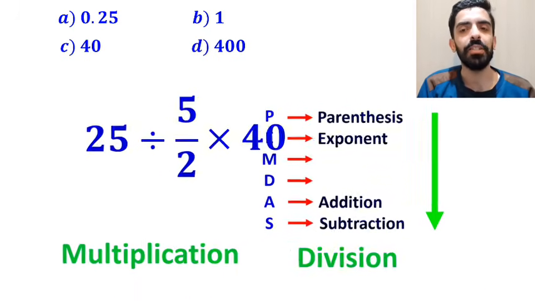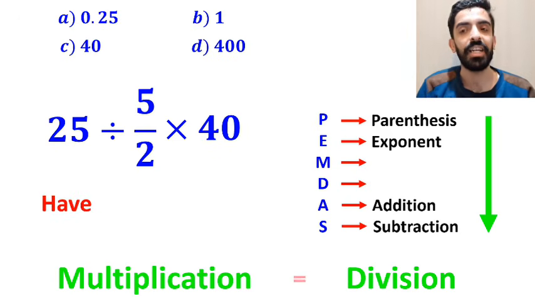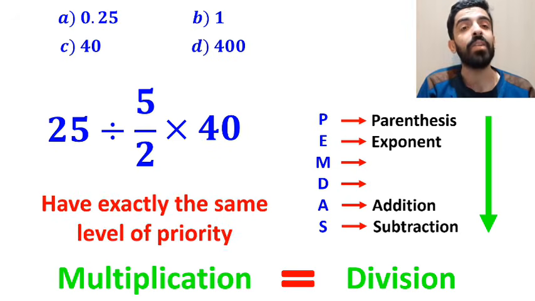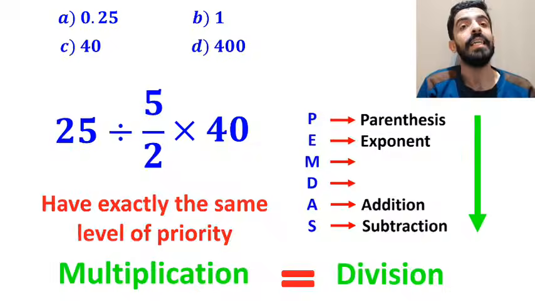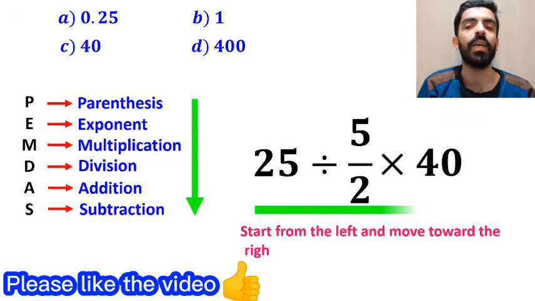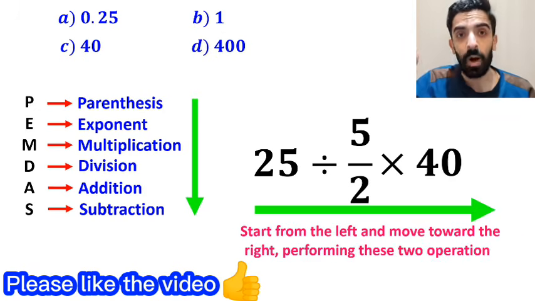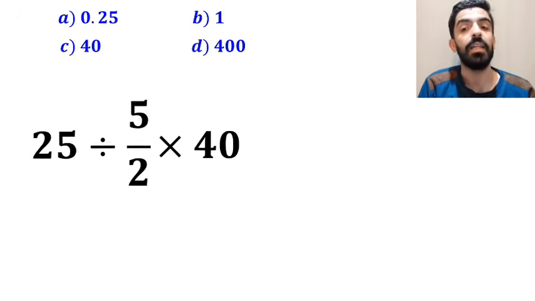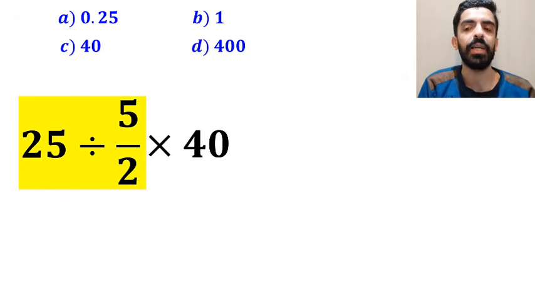However, it's very important to note that multiplication and division have exactly the same level of priority in the PEMDAS rule. In this situation, the best approach is to start from the left and move toward the right, performing these two operations in order. So, we start with the expression 25 divided by 5 over 2.